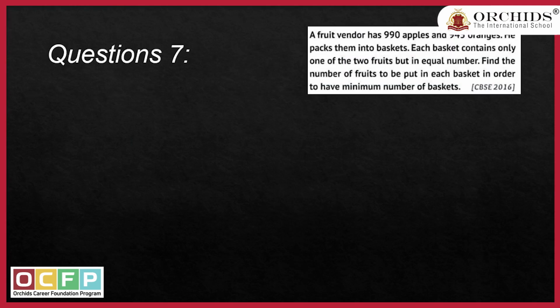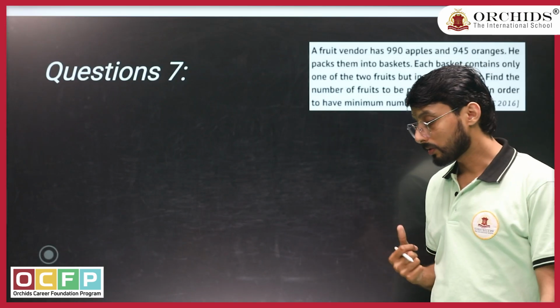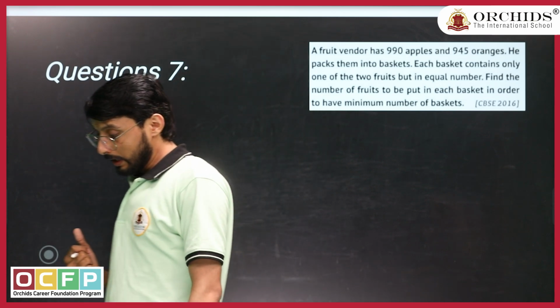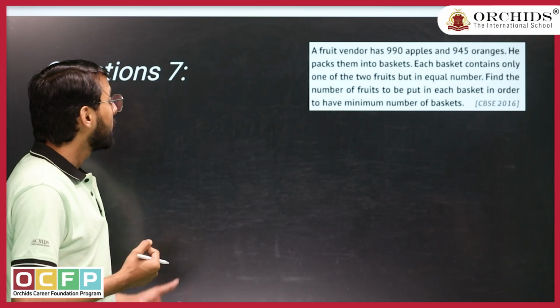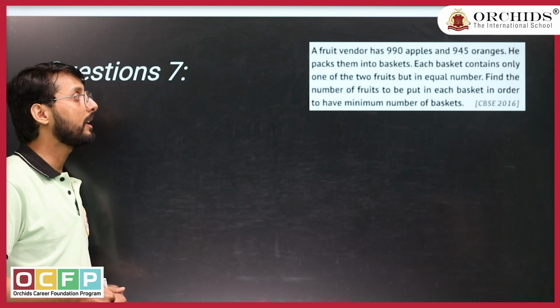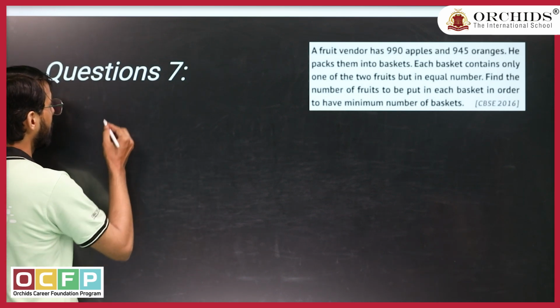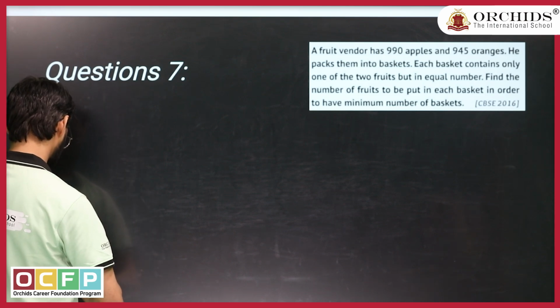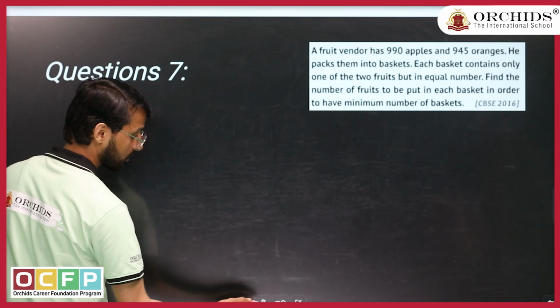Now, question number 7. This comes under 3 marker. This is a short answer question, not a very long answer question. A fruit vendor has 990 apples and 945 oranges. Suppose I am starting the solving part of this question.